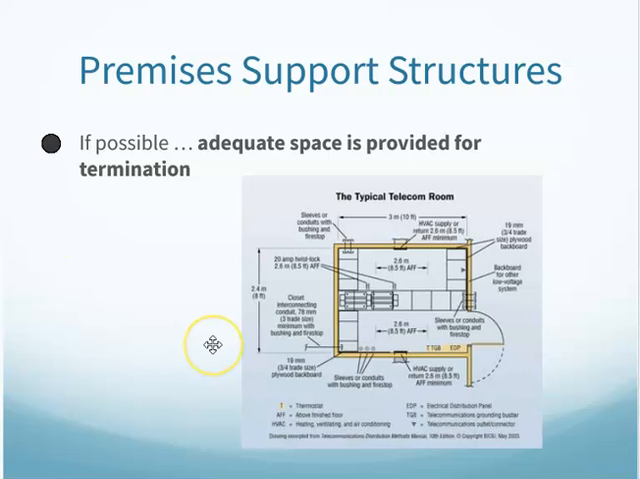If possible, make sure there's adequate space provided for terminations. I put a diagram of a typical telecom room showing that I need to make sure there's room, a large door to get equipment in and out. My equipment rack should be kind of in the middle of the room so I can get to both sides of the rack. And that's what they talk about, make sure there's adequate space provided for terminations. That even goes as far as the closet layout is concerned too.